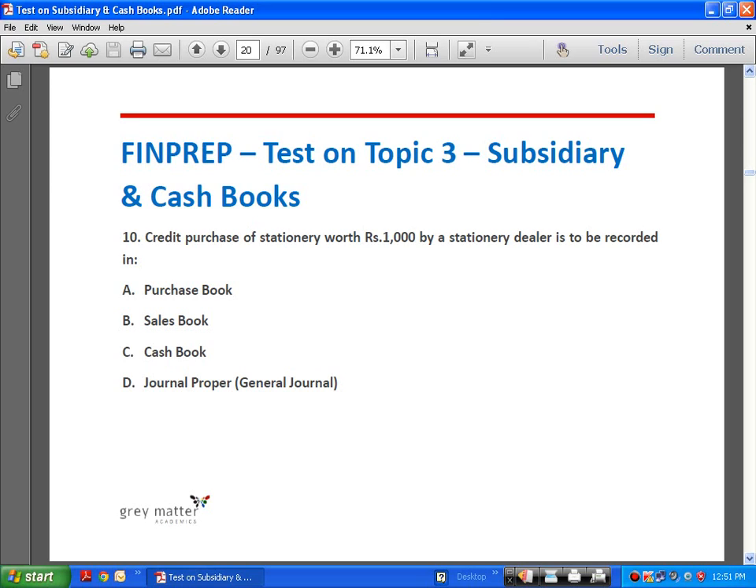Next, 10th question. Credit purchase of stationery worth ₹1000 by a stationery dealer is to be recorded in which book? So this is a credit purchase, and it is a credit purchase of goods, because this is purchase of stationery by a stationery dealer, and hence he would record this in his purchases book.